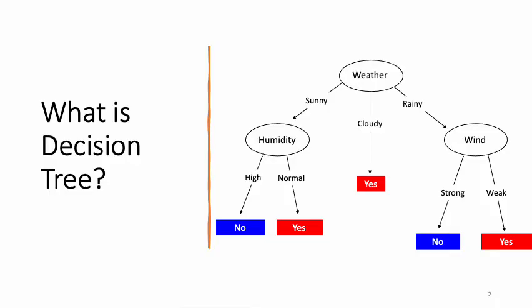Several key concepts are essential to understanding decision trees. First, the root node is the top node of the tree. Next are the internal nodes within the tree, which divide the dataset based on specific features. Then we have the leaf nodes, which represent the final decision or classification result. Lastly, the branches are the lines that connect the nodes to each other.